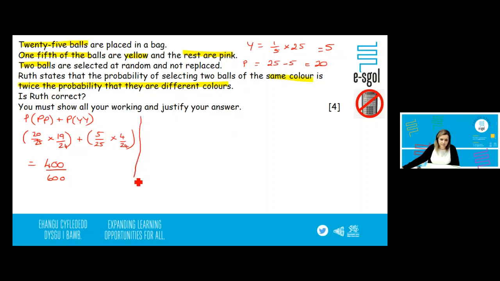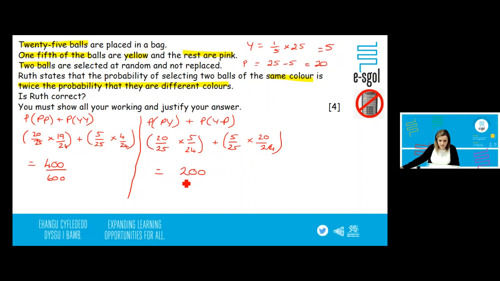Okay. And separately to that, I'm going to start again now and work out the different colours. So that would mean I could have a pink and then a yellow, or I could have a yellow and a pink. So if we have pink first, we've got 20 out of 25. And we will have 5 because the yellows haven't changed, but the number on the denominator will decrease. And then the other way around for the next one. So 5 out of 25 multiplied by 20 out of 24. And again, when you work through all of this, you will get an answer of 200 out of 600 there.